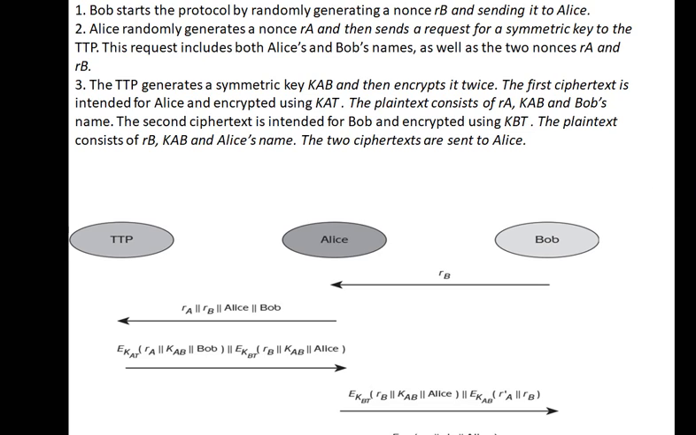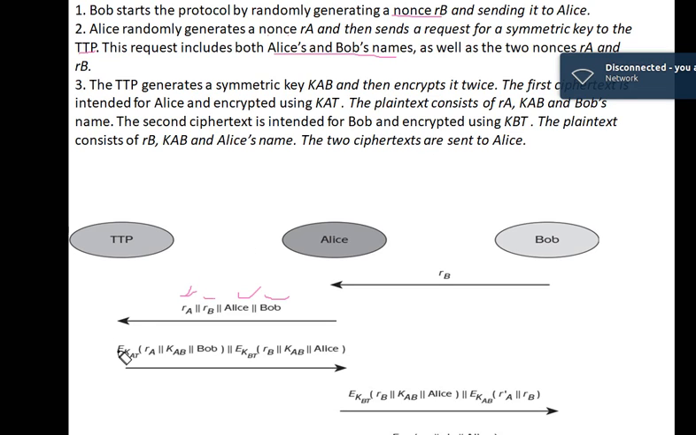Bob starts the protocol by randomly generating a nonce R_B and sending it to Alice. Alice randomly generates a nonce R_A, then sends a request for a symmetric key to the TTP. This request includes both Alice's and Bob's names as well as the two nonces, that is R_A and R_B.